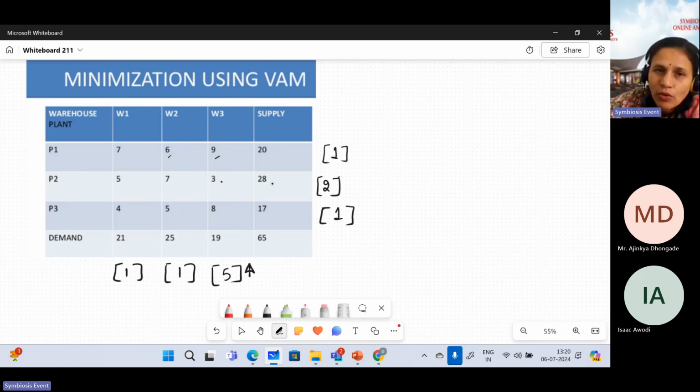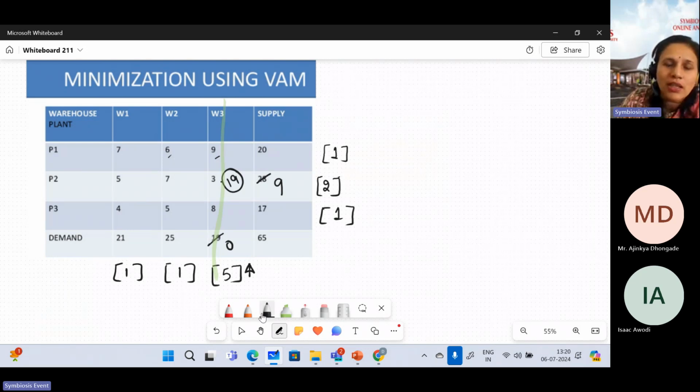I check the demand and supply, whatever is the minimum, I'm going to make that the allocation. So this becomes 19 and this is 0. And here how much is left? This is left with 9. So just cancel warehouse 3 because you satisfied its demand.